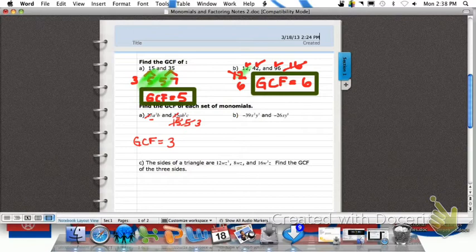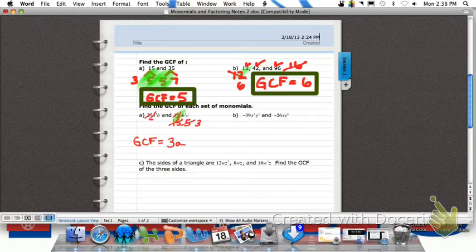Now, the greatest common factor, if they both have an A, or both have the same letter, is the lowest variable with the lowest exponent. So in this case, that would be the A right here. Okay? Because that A has an exponent of 1, this one has an exponent of 2. So your greatest common factor is just going to simply be A. So now I'm done with A.